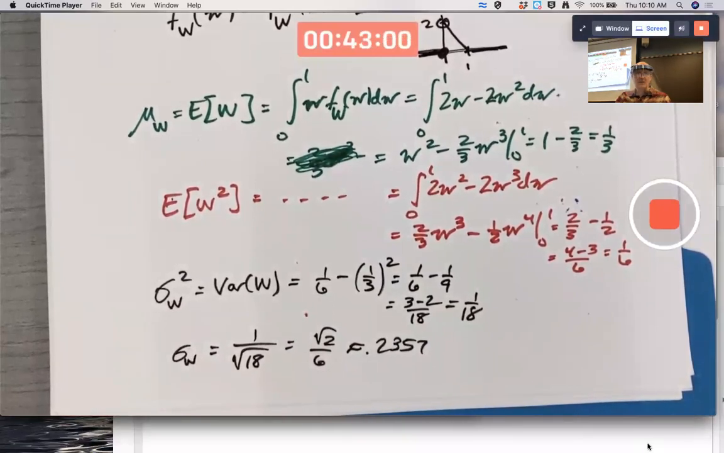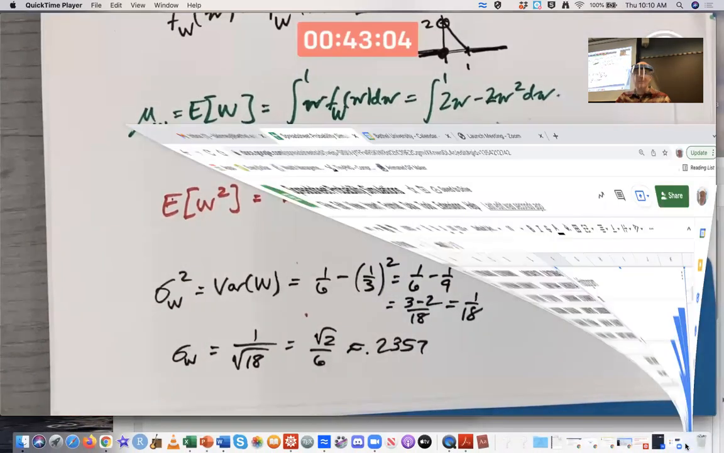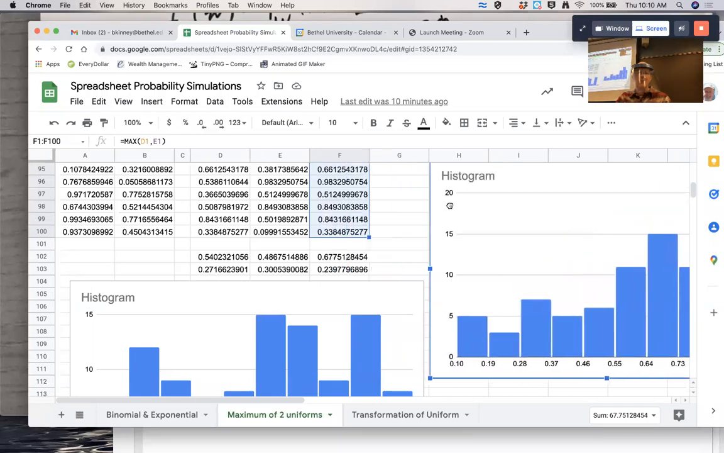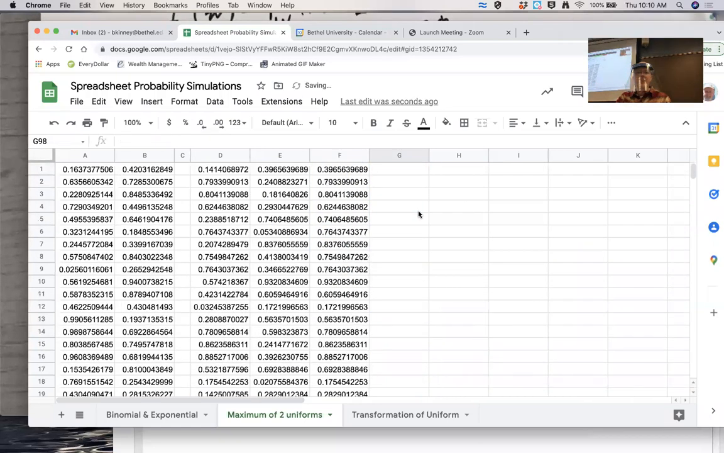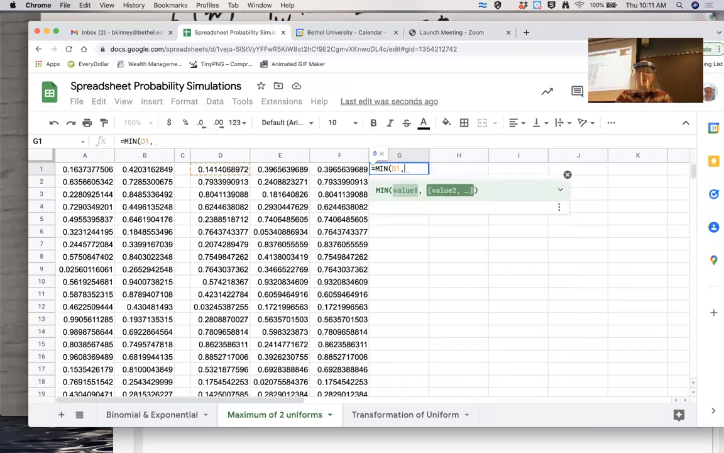On the spreadsheet, let's confirm that. Take the minimum. Can't see that. I just type equals min of D1 comma E1.